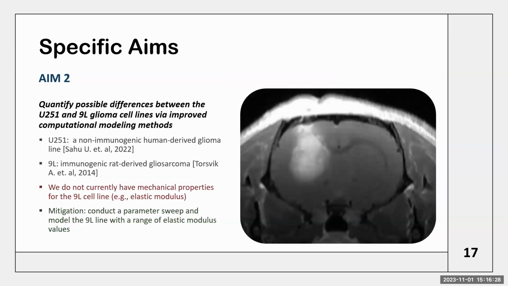And then the next aim I have is to quantify any possible differences between two glioma cell lines, the U251 and the 9L cell line. The U251 is a non-immunogenic human-derived glioma, and the 9L is an immunogenic rat-derived gliosarcoma. And again, another issue that could come up here is the fact that I don't currently have any modulus values for the 9L cell line, specifically the elastic modulus, which is really important to the model.